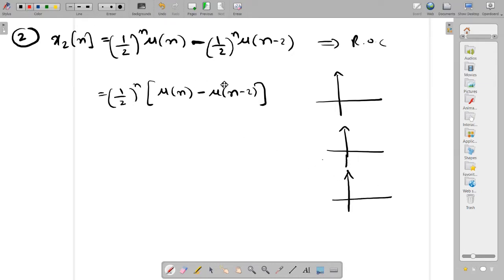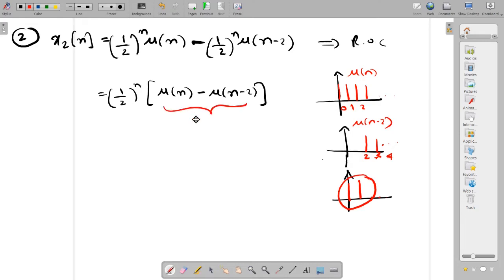What is u of n? U of n is a step signal. What is u of n minus 2? A shifted step, starts from 2, 3, 4, right? What is u of n minus u of n minus 2? So 1 minus 0 is 1, 1 minus 0 is 1, and then 1 minus 1 is 0, and so on. So only 2 samples, right? So this is what this is, 2 samples.